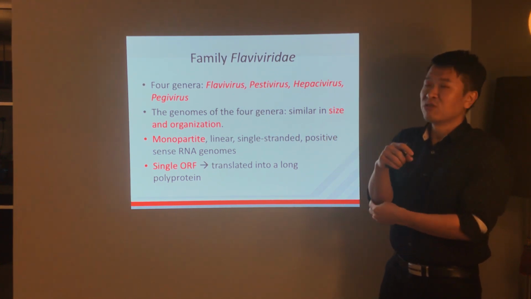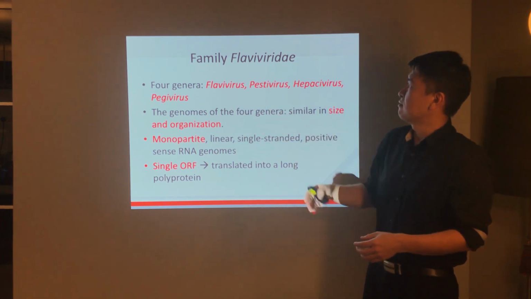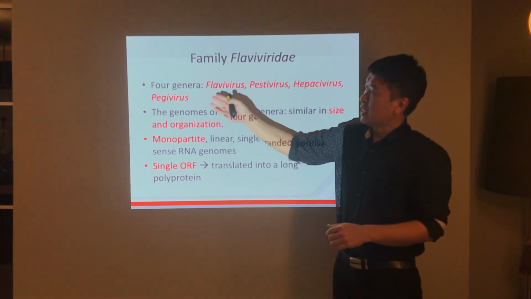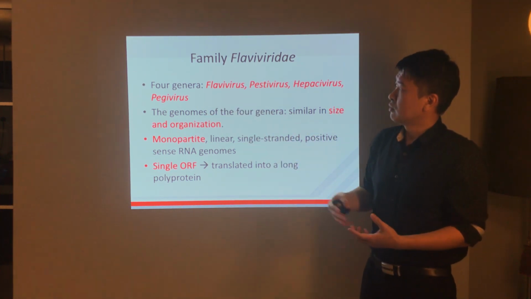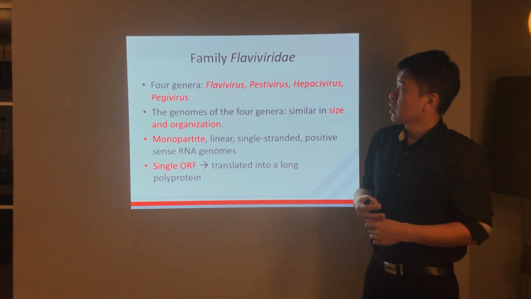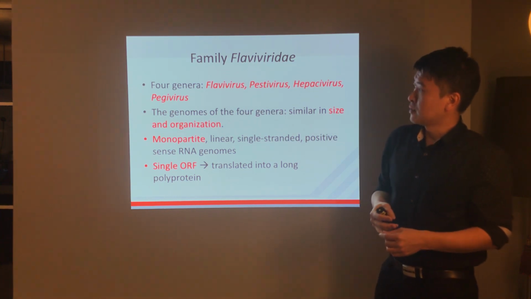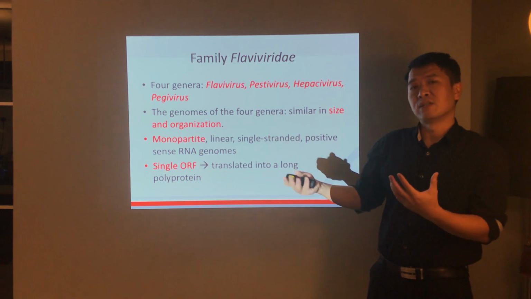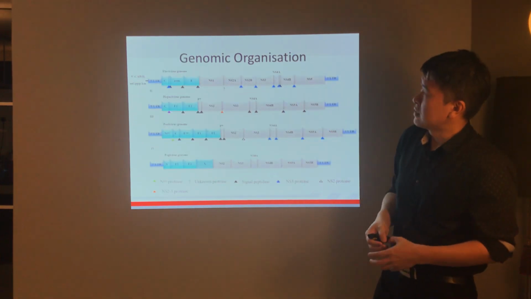It has 4 genera. It used to have only 3, which are Flavivirus, Pestivirus, and Hep C virus. Recently, Pegivirus has been reclassified as a new genus. So now Flaviviridae has 4 genera. Pegivirus used to be under Hep C virus. The genomes of these 4 genera are similar in size and organization. Let's look at the genomic organization.